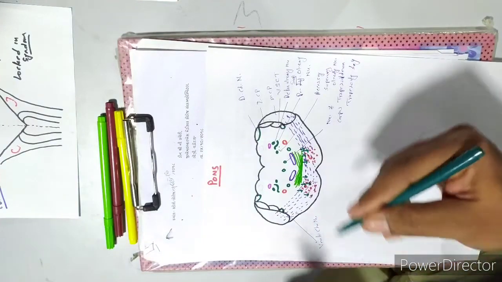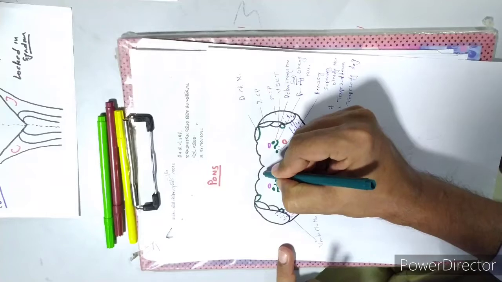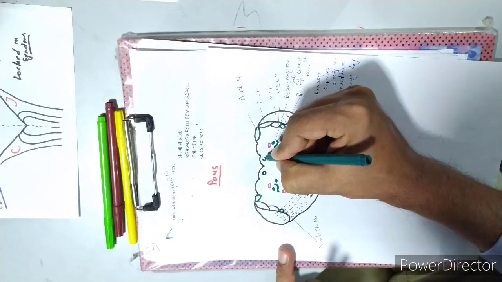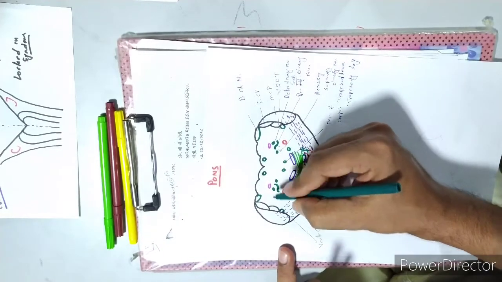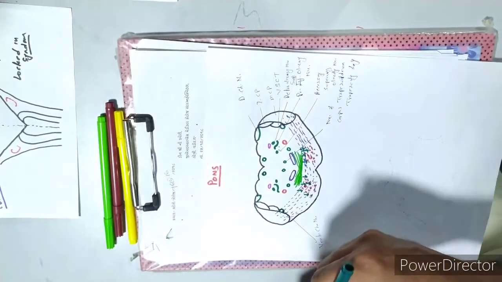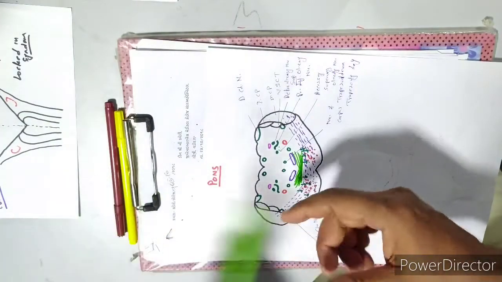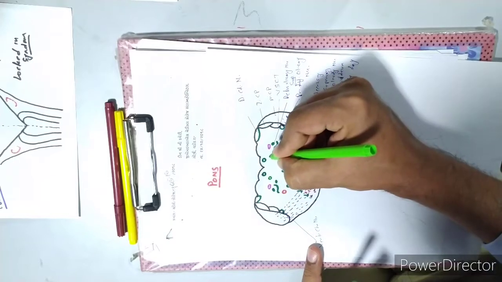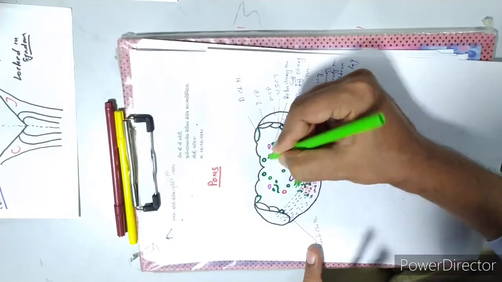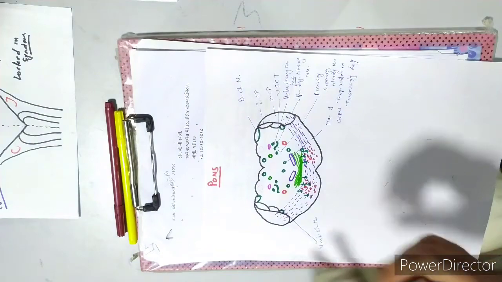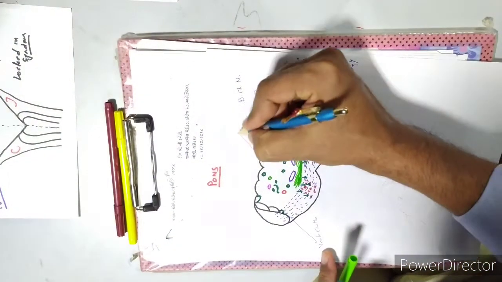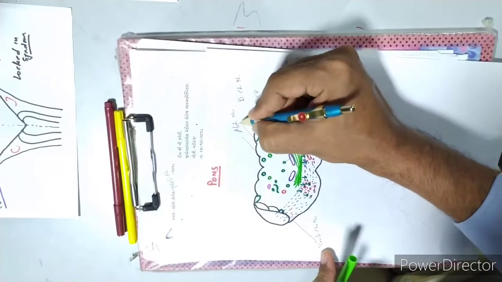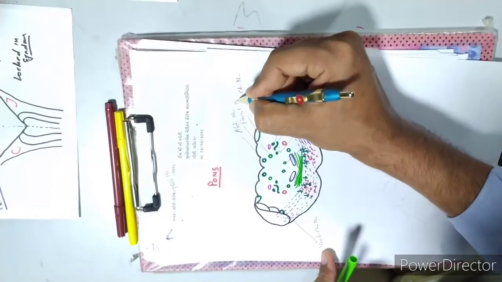Now, the important feature here is that two motor nuclei are seen. One is the dorsalmost part, the abducens nucleus, and ventral to the abducens nucleus is the facial nucleus. So this is the abducens nucleus, and this is the facial nucleus.